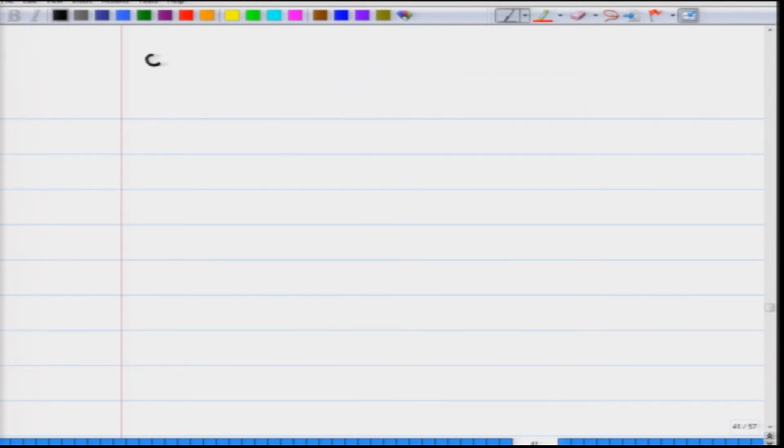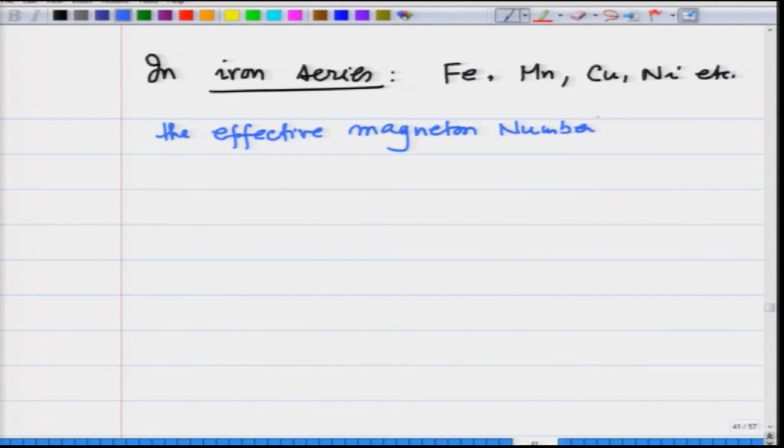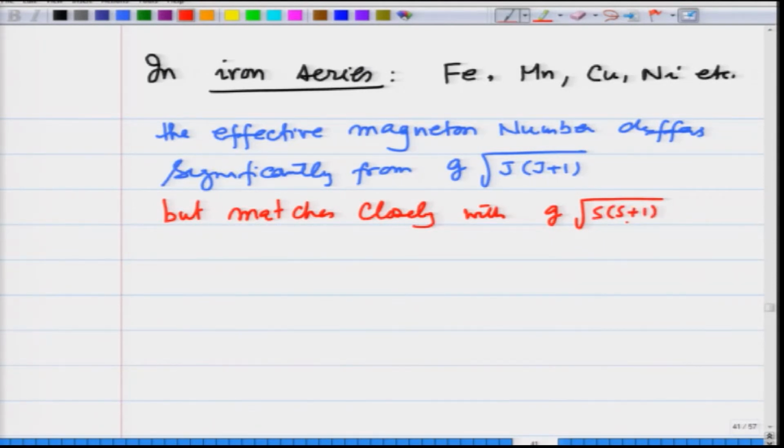Now, it is found that in iron series, which include systems like iron, manganese, copper, nickel, etc., the effective magneton number differs significantly from g square root of J times J plus 1, but matches closely with g square root of S times S plus 1. g for S is going to be anyway 2. Why does that happen?